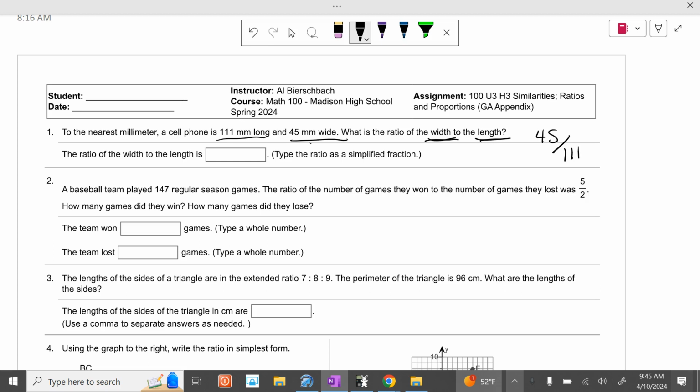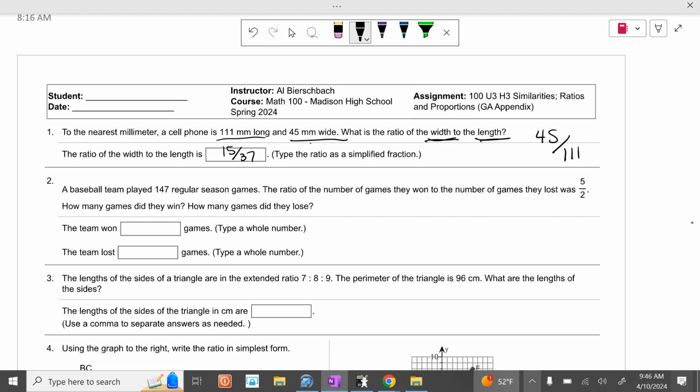Okay. On your calculators, if you put 45 over 111 and press convert to a fraction and press equals, does that reduce down? Yes, it does. What does it reduce to? 15 over 37. So you want to reduce where you can. Okay? You want to reduce where you can.